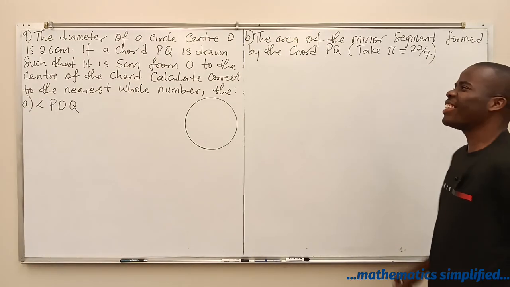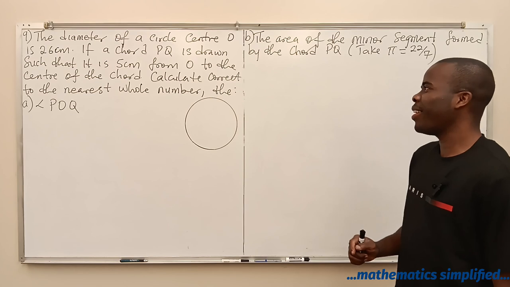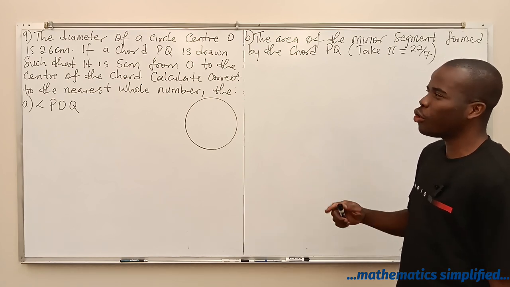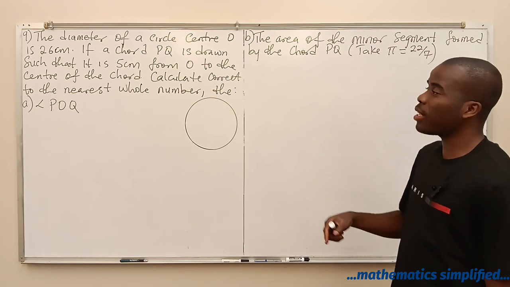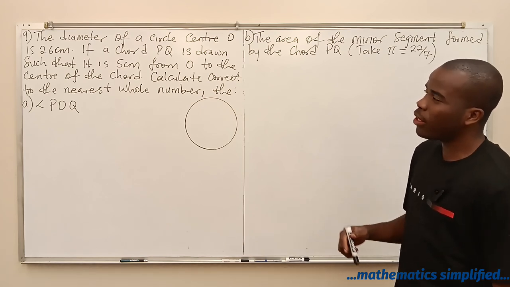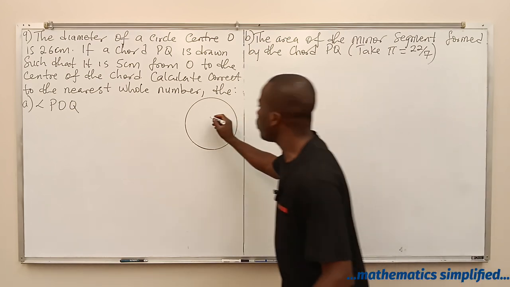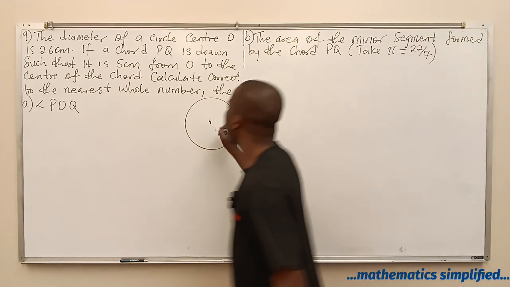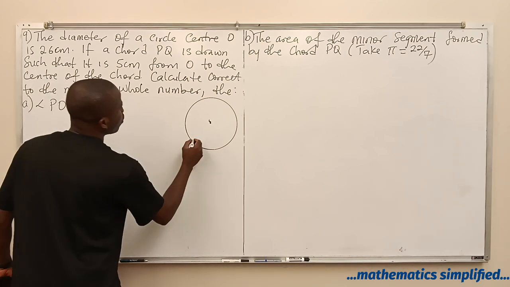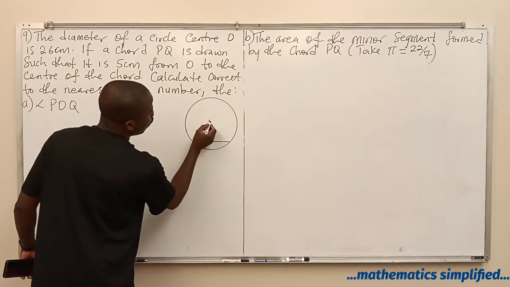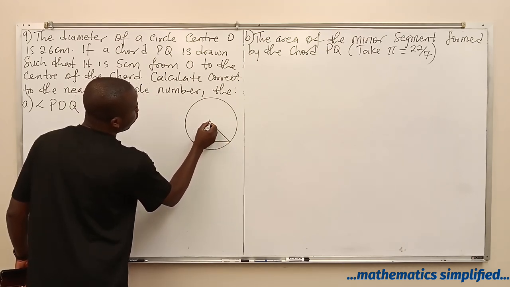Question 9 says, the diameter of a circle center O is 26 cm. If a chord PQ is drawn such that it is 5 cm from O, the center of the circle, to the chord, calculate correct to the nearest whole number the angle POQ. So if this is the center, and so the diameter of a circle, and this is the chord, from here to here is the radius, and from here to here is the radius.